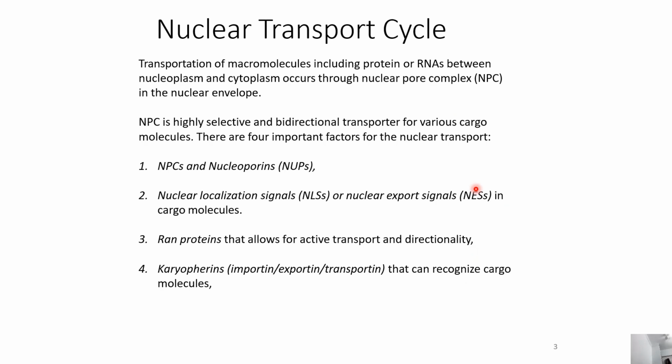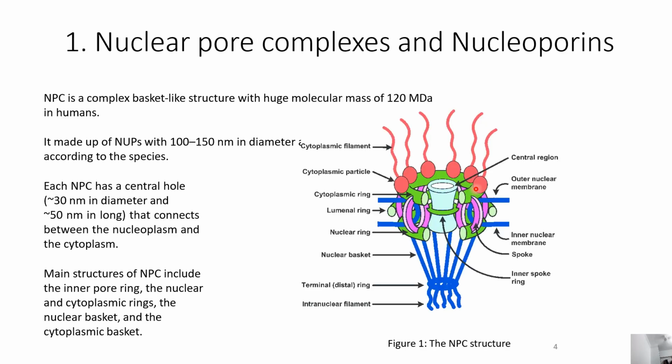If we talk about the nuclear transport cycle, transportation of macromolecules including proteins or RNAs between the cytoplasm and nucleus occurs through the nuclear pore complex. It's highly selective and bidirectional. Transport of various cargo molecules involves four different factors: NPCs and nucleoporins, nuclear localization signals and nuclear export signals, RAN proteins that allow for active transport, and the different carriers that recognize RNA molecules.